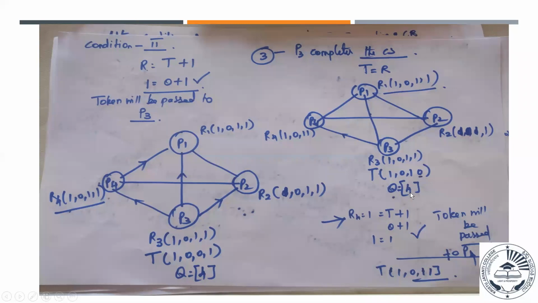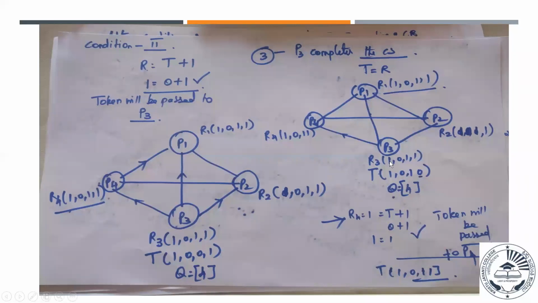So who will be there in the queue? Because 3 and 4 came simultaneously. Okay, they came in for the critical section. So 3 you have satisfied. So now 4 will be in the queue. Okay, 3 you have satisfied, so 4 will be in the queue. So now this will be given.